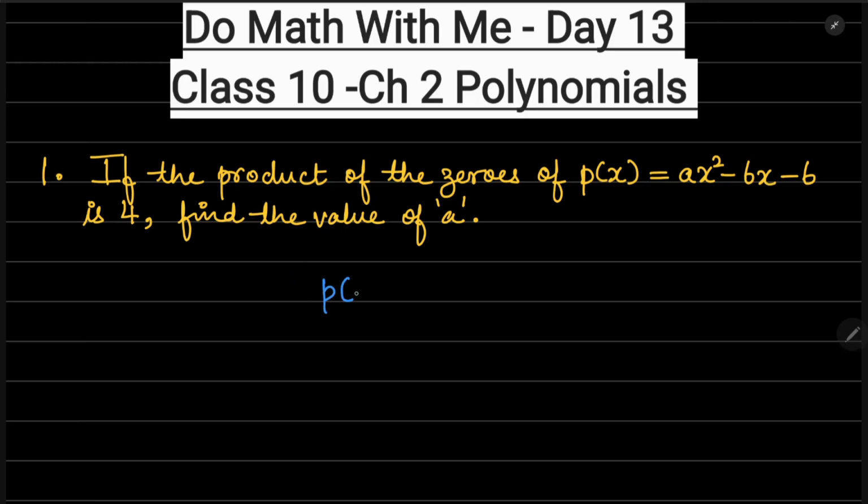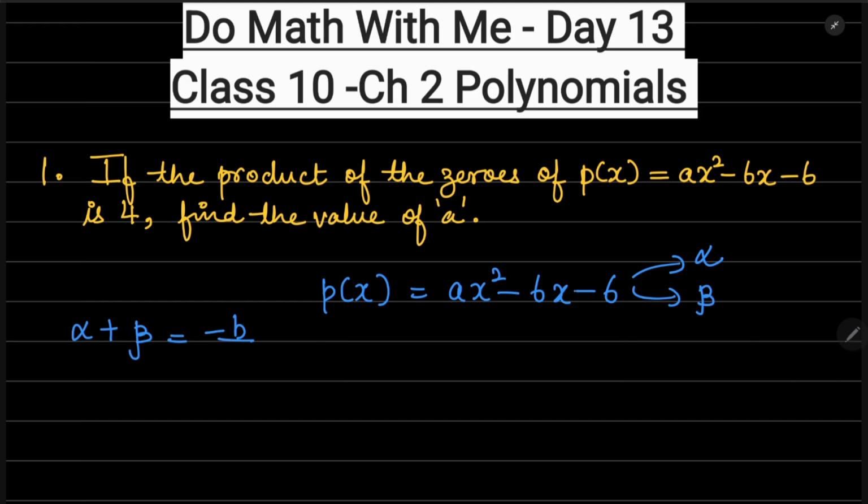P of x is equal to ax square minus 6x minus 6, right? So let your alpha and beta be the zeros. Let's find out the sum of the zeros. Alpha plus beta is equal to minus b by a. So minus of b is minus 6. A is nothing but just a, right? So here I will write minus of minus 6 by a. Okay, and your product of the zeros, alpha multiplied by beta, alpha beta equal to c by a.